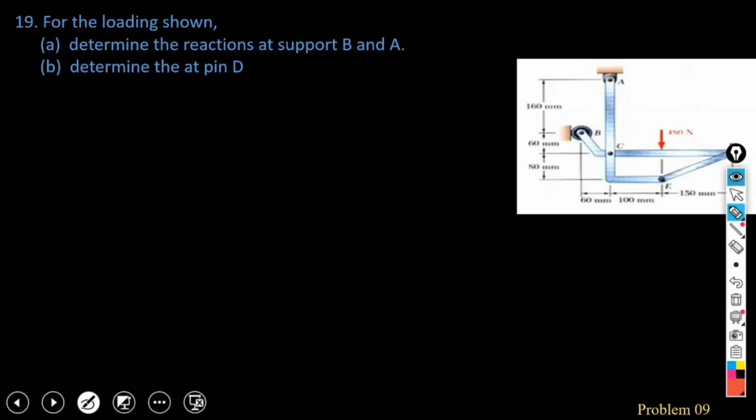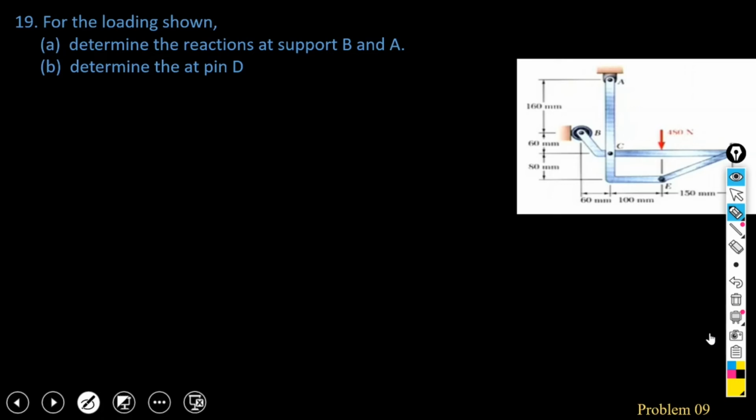Let's take one more problem. For the loading shown, determine the reaction at supports B and A and determine the reaction at pin D. Let's take problem A. We need to find the reaction at supports B and A.